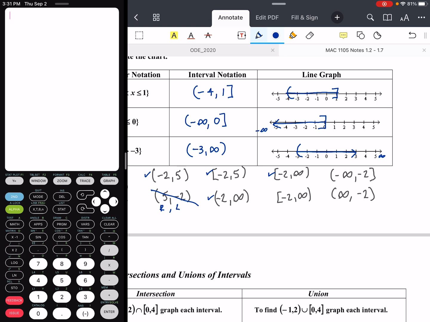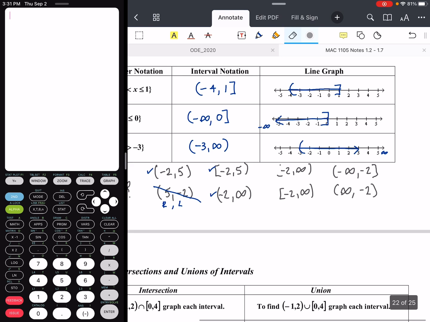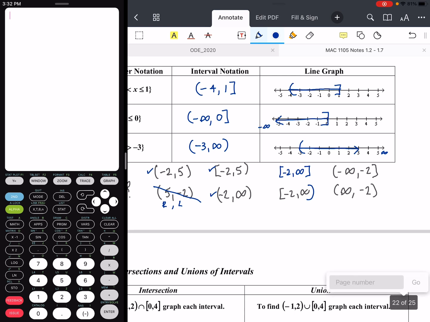And actually, let me see, I can't read my own handwriting. Let me clean these up a little bit. So let me make this one -2 to infinity square bracket. And I'll make this one -2 to infinity rounded parenthesis, because I think that was my intention. Okay, so let's try this again. So -2 to infinity with a square bracket on either side.